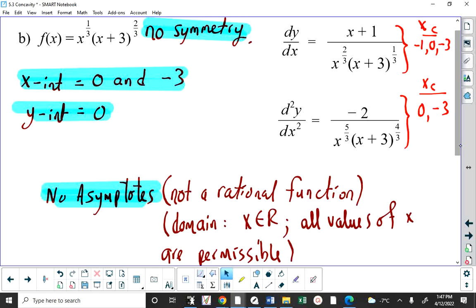Another way to look at that is to say that the domain is all real numbers, so all values of x are permissible. And then on the side, I simply put the critical values of x for the derivative and the critical values of x for the second derivative, which you need to do your two charts to find your intervals of increase and decrease with the first derivative and intervals of upward and downward concavity with your second derivative. So I'm going to end it there, and you have a little less than 10 minutes to see what you can do with that and finish the rest for homework.